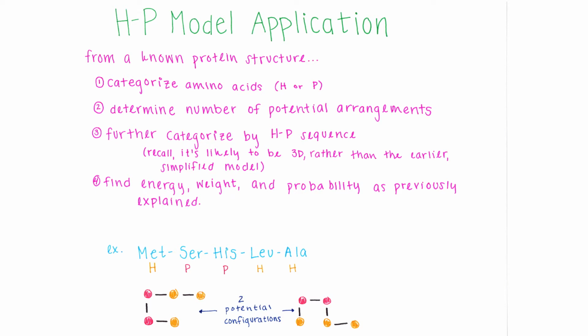Now let's use this oligopeptide as an example to review what we've learned today. To apply the HP model to our guest protein, we first categorize its amino acids into either the H or P group. In this case, serine and histidine are polar ones. Next, from the residue length, we determine the number of potential arrangements. For example, 5 amino acids form these 2D compact configurations. Be careful, if the sequence is not symmetric, there will be 2 ways of ordering. So now we can count the bond numbers between HP and H-solvent to find the energy, weight, and eventually the probability of each configuration.